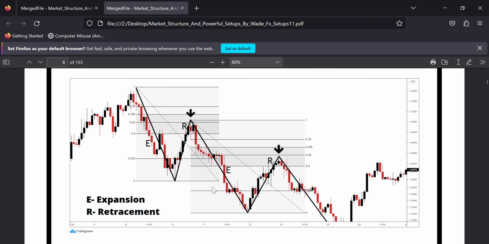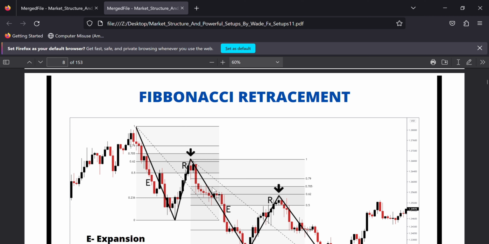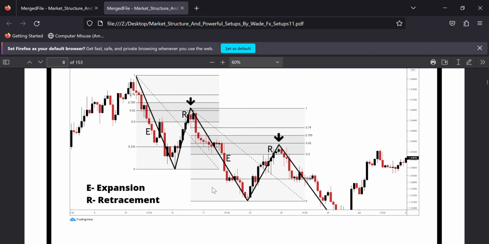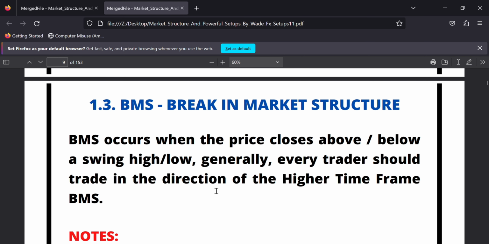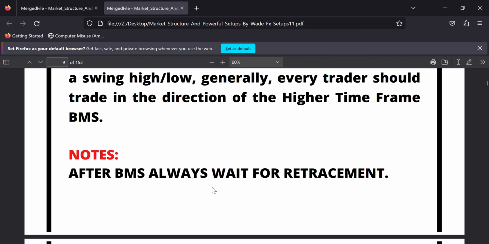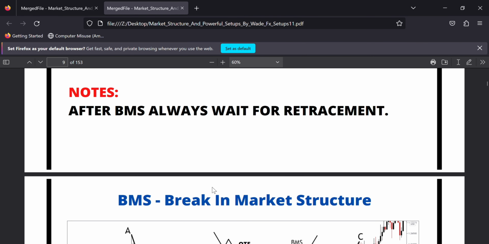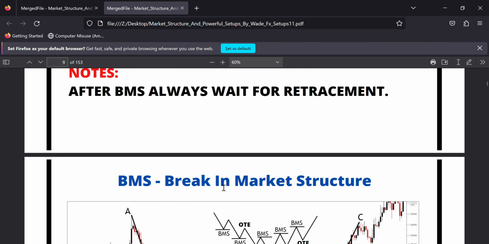Let's skip this. I already explained this Fibonacci in a recent video, so if you need to know more about the Fibonacci, go into my videos, check it out, very helpful. So let's go to this BMS, or break in market structure. The BMS occurs when the price closes above or below a swing high or swing low. Generally, every trader should trade in the direction of the higher time frame, or the BMS. Go deep. After the BMS, always wait for retracement.